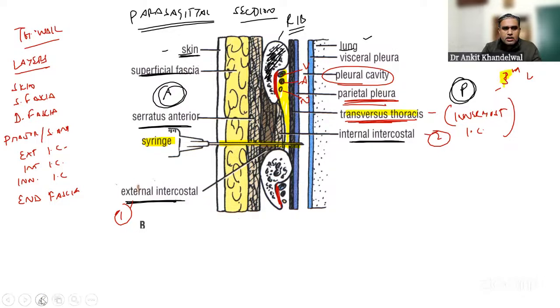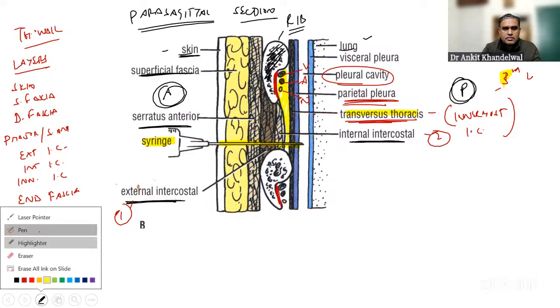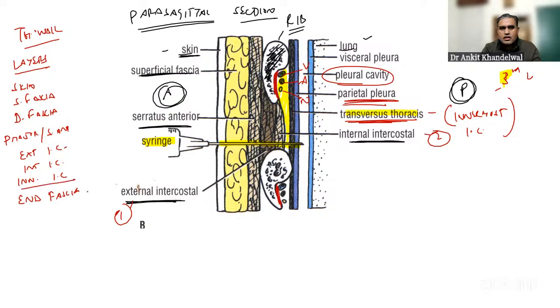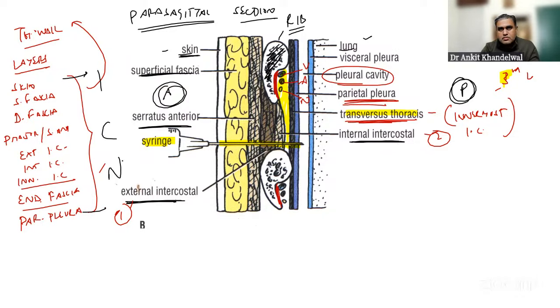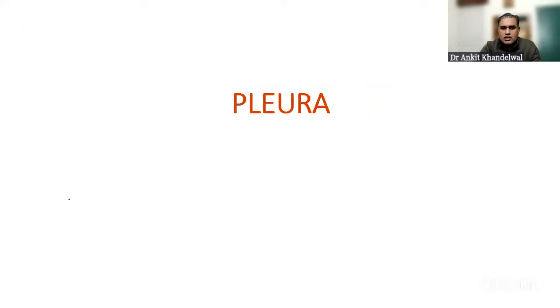Okay, coming back to the layers. So we had innermost intercostal. Then we have endothoracic fascia. And finally, we have the parietal pleura. So actually, guys, this from skin to parietal pleura, this is our thoracic wall. And what is the relevance of it? The relevance is that entire from skin to parietal pleura, it is all supplied by intercostal nerve. That is thoracic spinal nerve. Remember that.